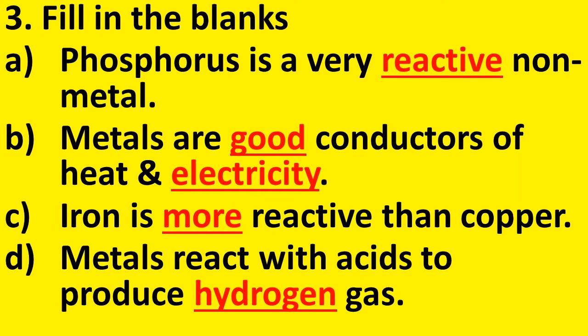C. Iron is dash reactive than copper. So, here the answer is iron is more reactive than copper. D. Metals react with acids to produce dash gas. On reacting metal with acid, which gas is produced? Hydrogen gas. So, metals react with acids to produce hydrogen gas.